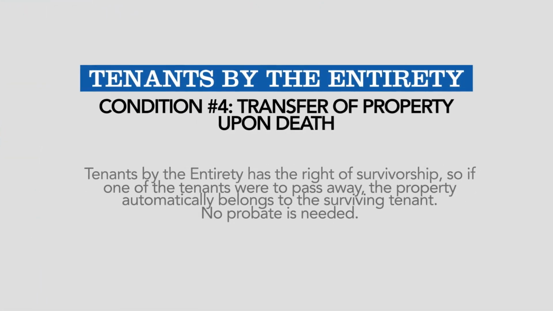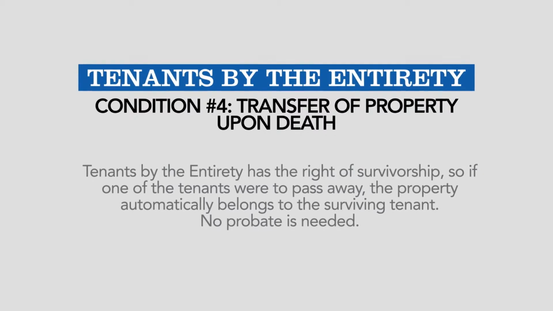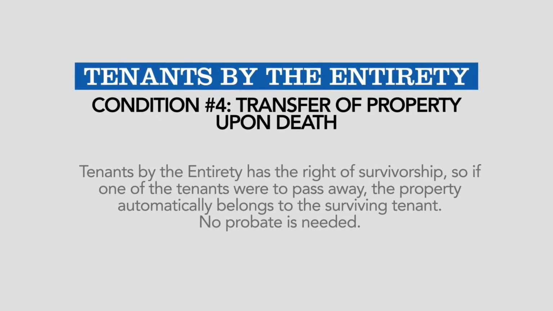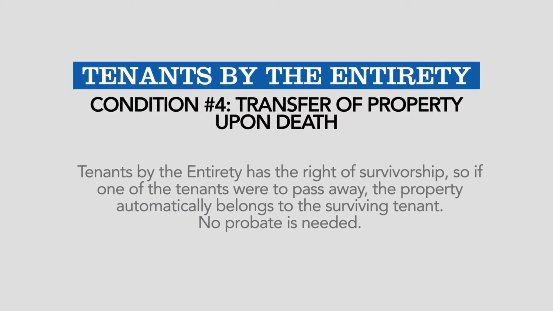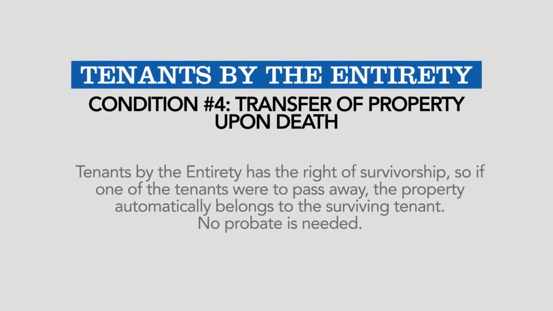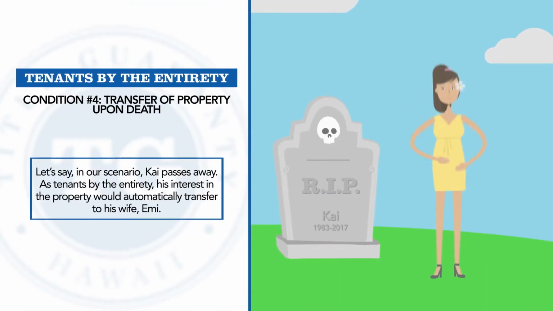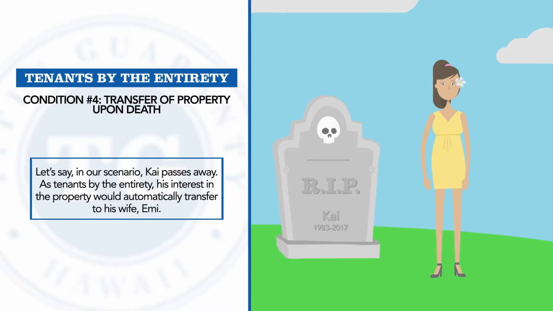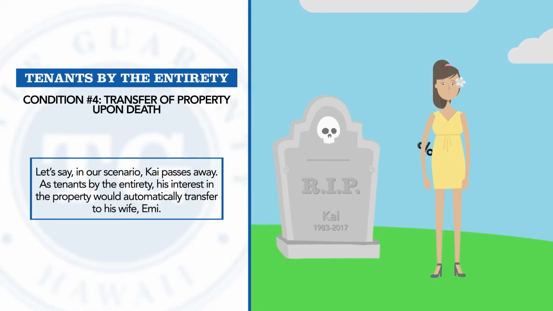Tenants by the entirety has the right of survivorship. So if one of the tenants were to pass away, the property automatically belongs to the surviving tenant. No probate is needed. Let's say in our scenario, Kai passes away. As tenants by the entirety, his interest in the property would automatically transfer to his wife, Emmy.